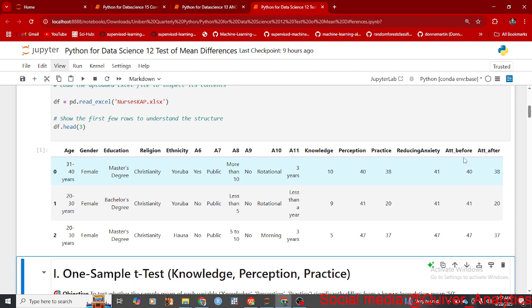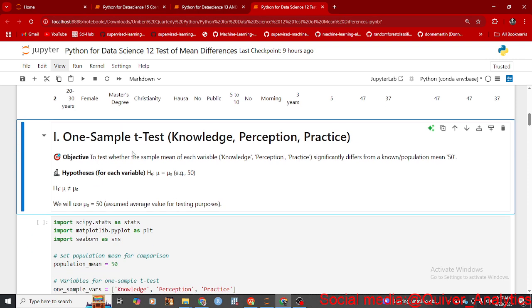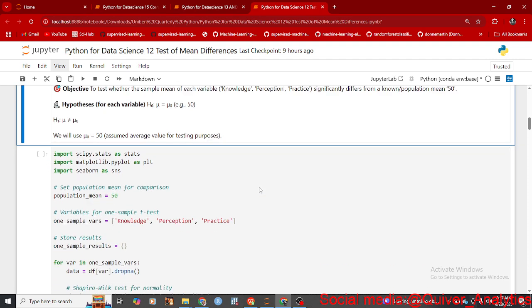Then their attitude before training them about play therapy, and their attitude on play therapy after they've been taught about the method. Now for the one sample t-test, we want to perform a one sample t-test for knowledge, perception, and practice. Our hypothesized value is 50, and we are trying to see: is the mean knowledge score 50? Is the mean perception score 50? Is the mean practice score 50?